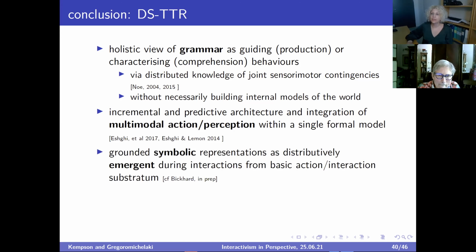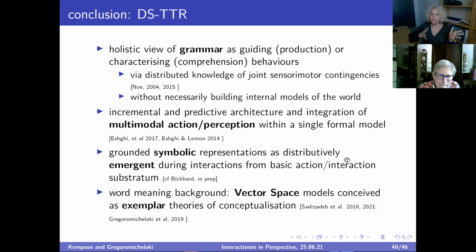And on this basis, symbolic and other representations can be seen as externalist and emergent. Moreover, combined with vector space models of lexical semantics, as Ruth was showing earlier, this view can be construed as an implementation of exemplar theories of conceptualization, but instead of having them as brain internal storage, we can build them on an externalist basis.